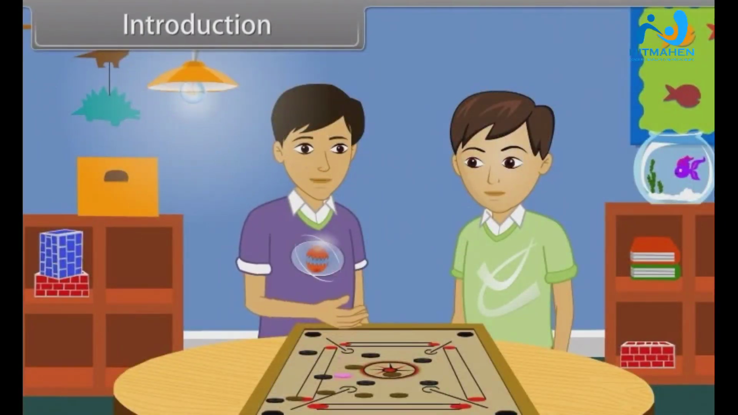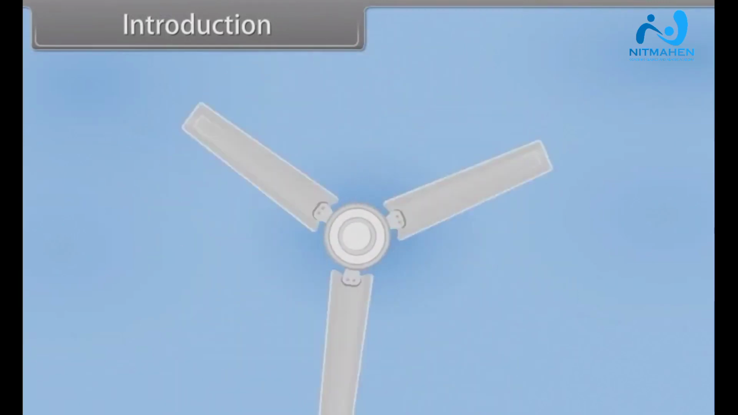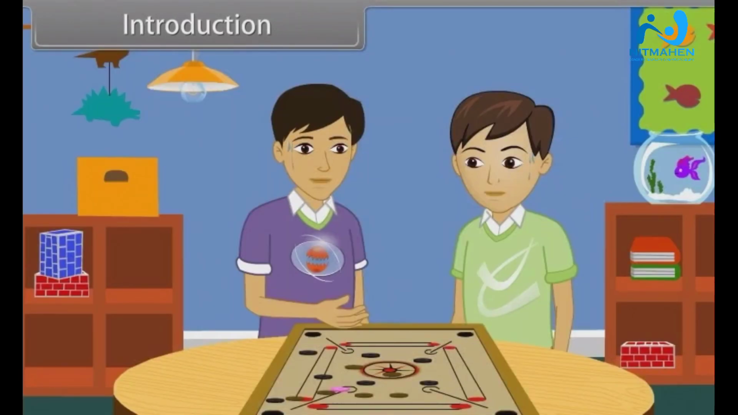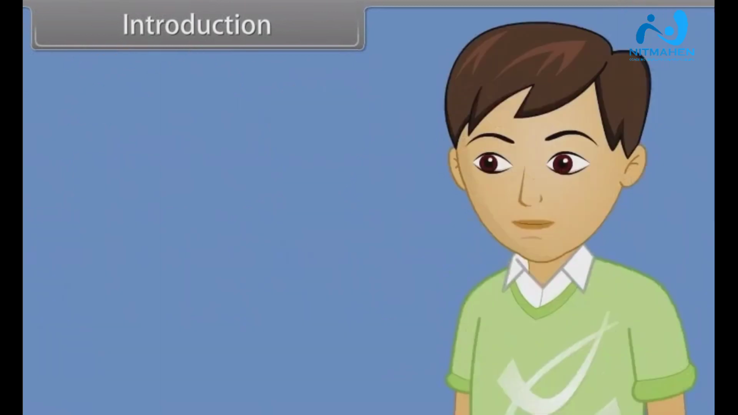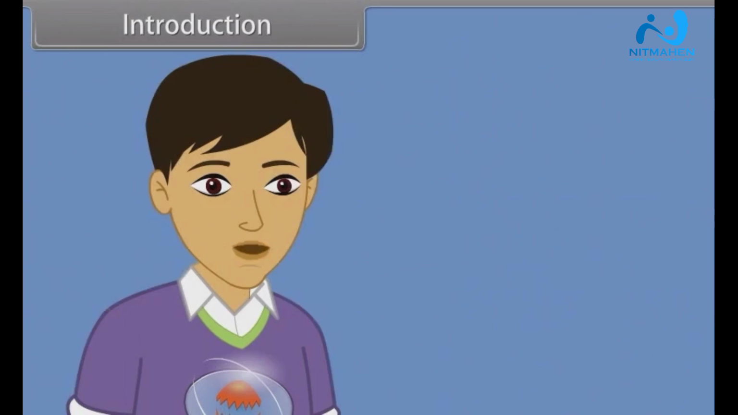It is summer vacations. Sanjay and Rahul both are enjoying the game of carom. Suddenly, the light went off and the fan goes off. After a few minutes, Rahul and Sanjay both were sweating. Brother, I'm so much sweating. Why is it happening? Me too, brother.